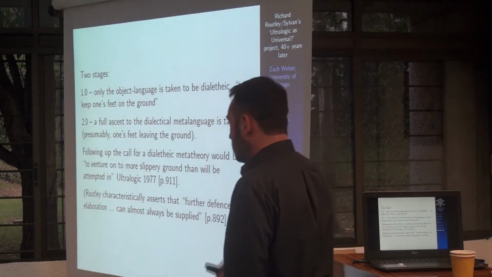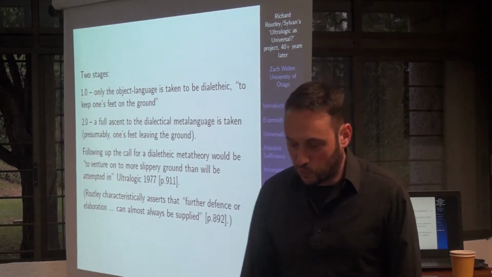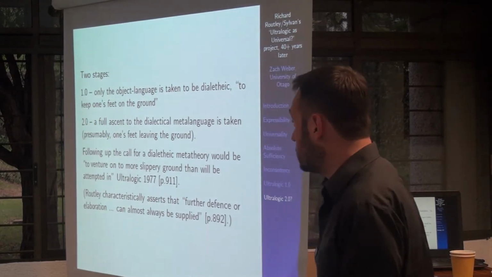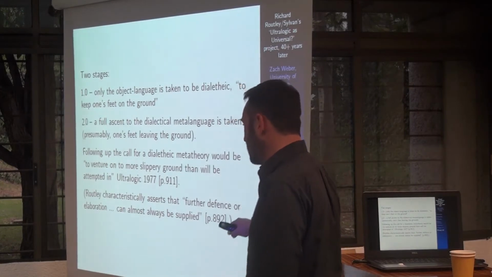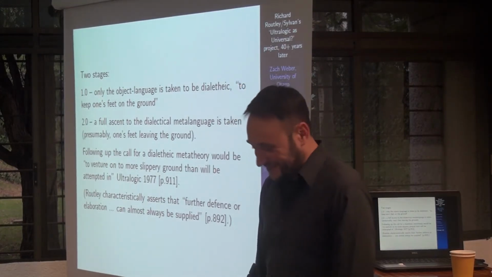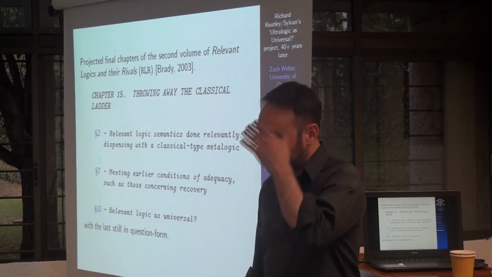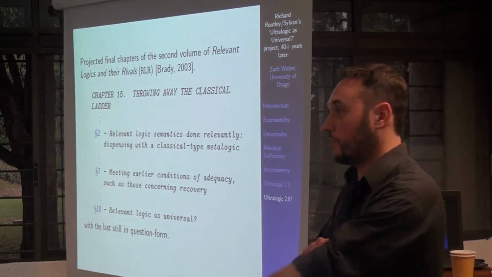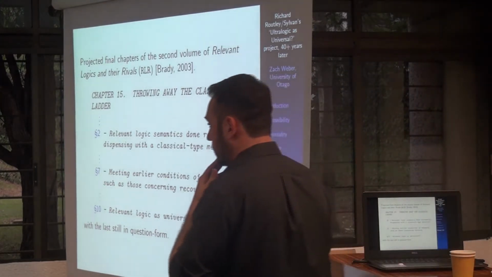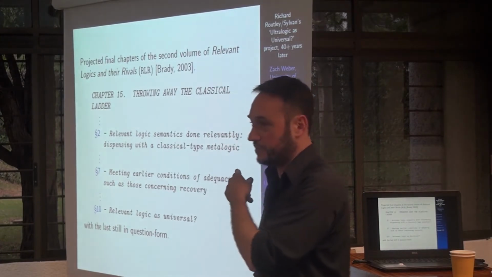And he says, look, I think this should be done. It's just, at this point in 1977, it will be to venture onto more slippery terrain than I'm willing to do here. He says, don't worry, further defense can always be supplied. And if one looks at RLR1, this projected table of contents for RLR2, a book called RLR2 appeared, which has some good stuff in it, but it's not the book that's projected in volume 1.